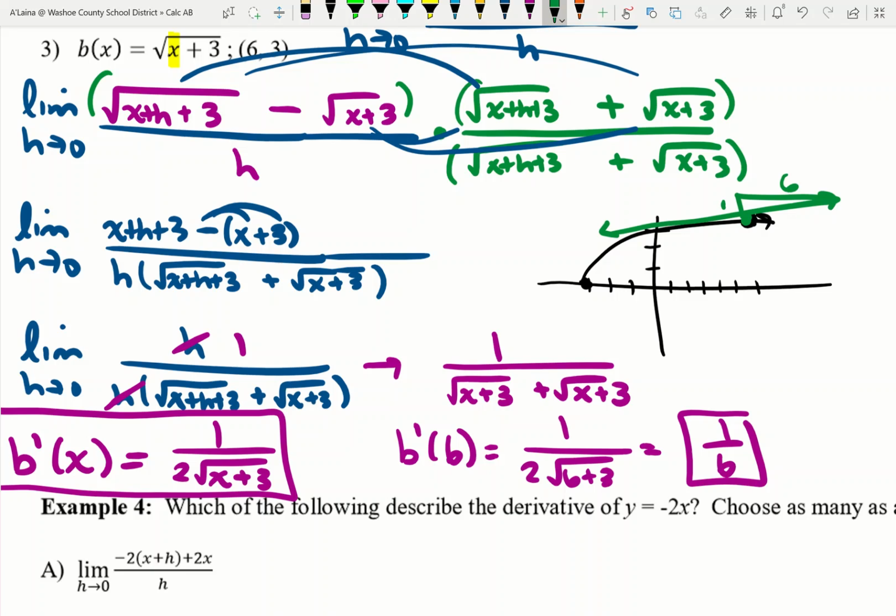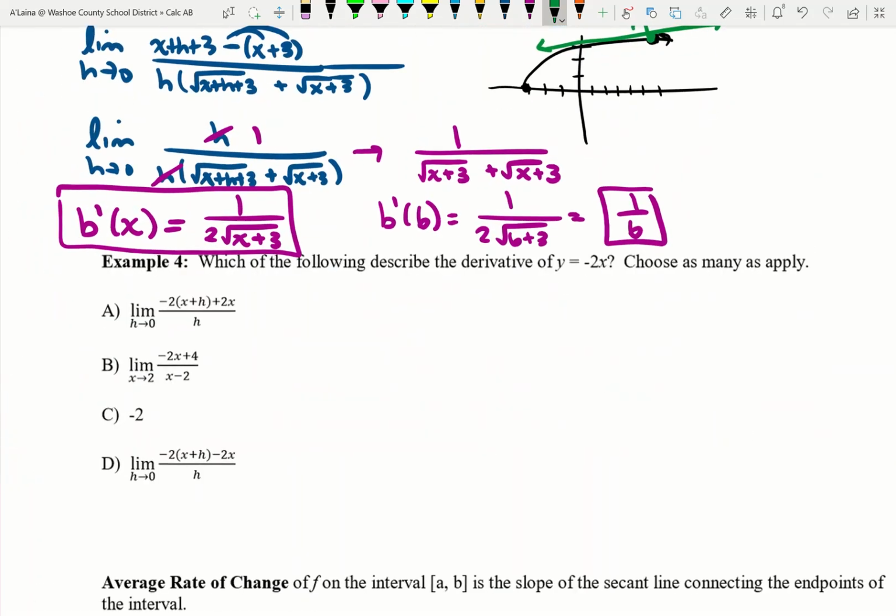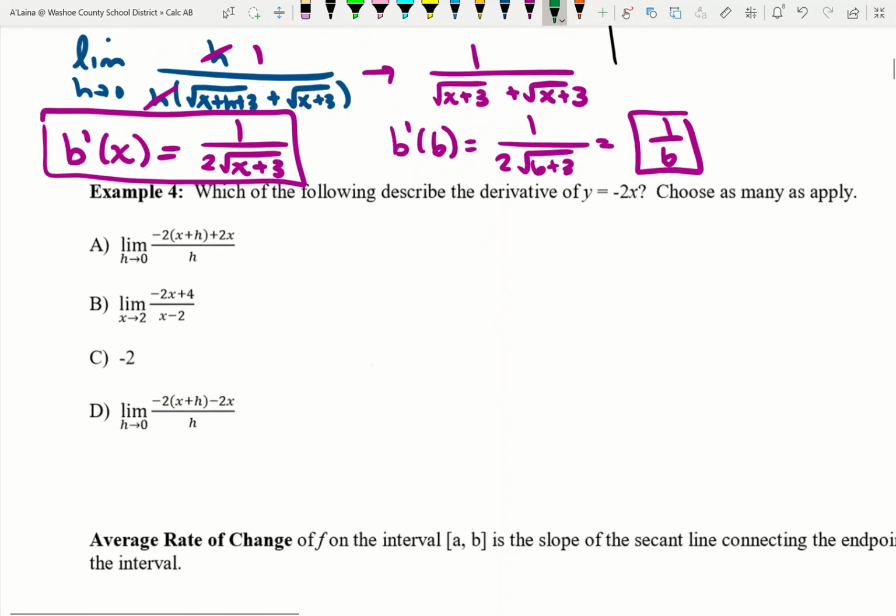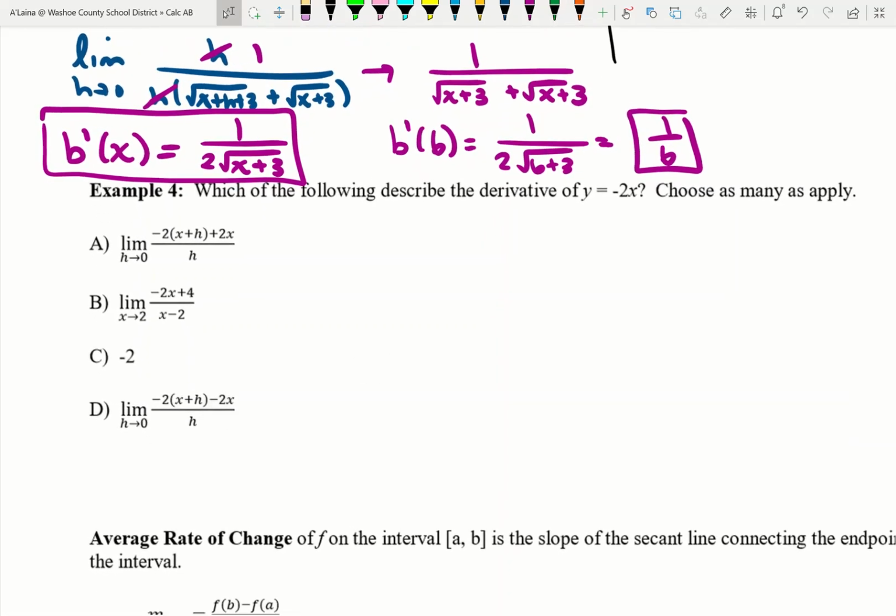Not drawn to scale. All right, for example 4, why don't you take a minute and try this on your own. You can pause the video and then turn it back on when you think you're ready. And I'm going to go through these. So for those of you who are ready now, I'm going to go through this one.